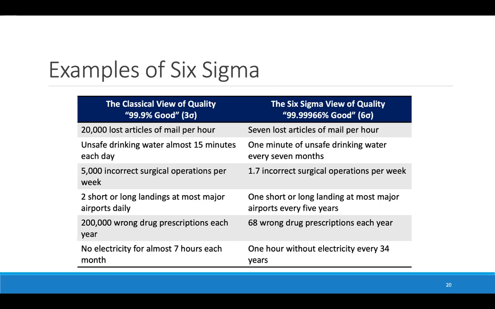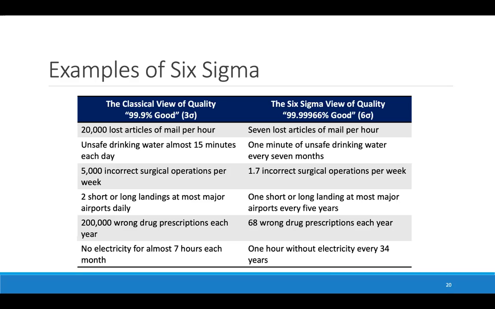On the left, 5,000 incorrect surgical operations per week, which is a lot. On the right, 1.7 incorrect surgical operations per week, which should still scare you. Because if you're one of those 1.7, that's not good, right? But mistakes happen. But look how much less it is. So 5,000 versus 1.7. When you have a process that is Six Sigma, it's a lot better, a lot easier, and probably a lot more relieving if you're the patient.